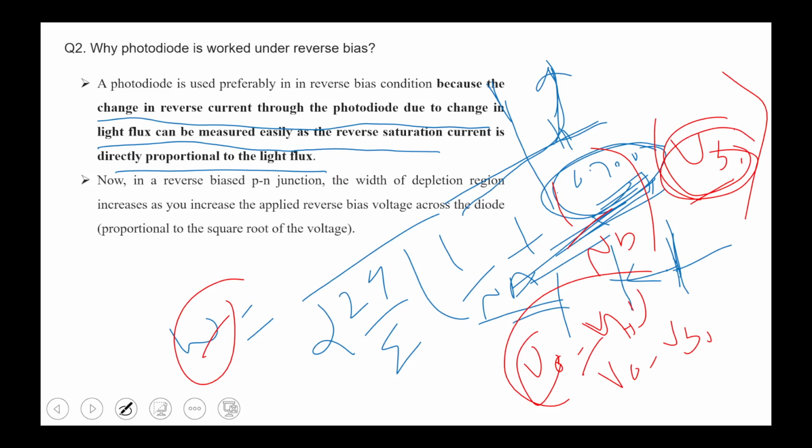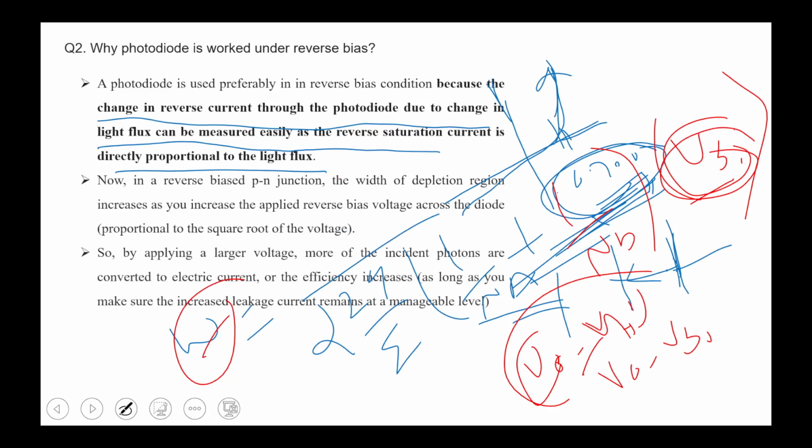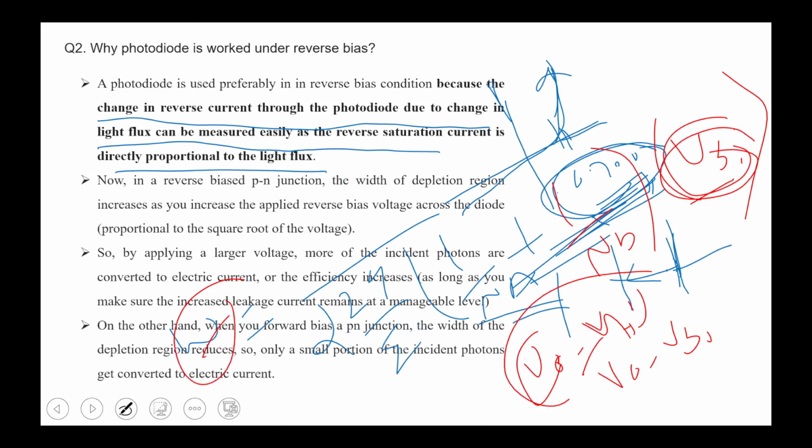Then what will happen? By applying the reverse voltage, more of the incident photons convert into electric current, and the efficiency increases as long as you make sure that the leakage current remains at a minimum level. So we require minimum leakage current. We never need the generated dark current in the device to be more. On the other hand, when you forward bias a PN junction, the width of the depletion region will be reduced, so only a small portion of incident photons get converted into electrical current.